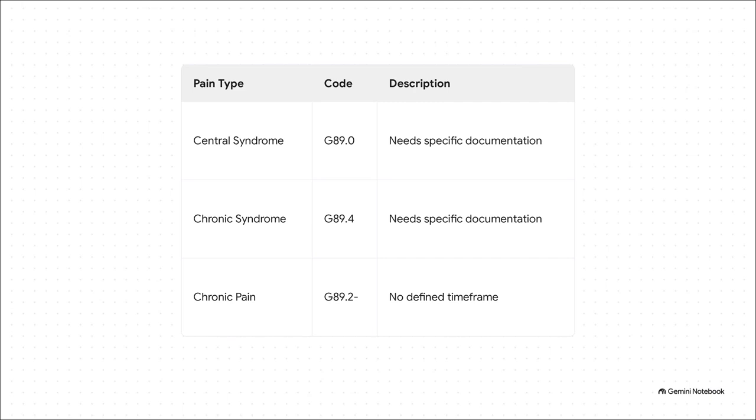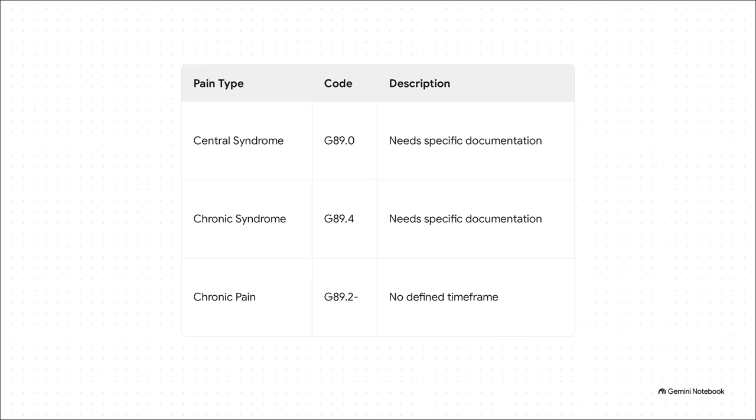Now, you've got to pay close attention to how we distinguish general chronic pain from actual documented pain syndromes. Subcategory G89.2 is for general chronic pain. And get this, there's actually no officially defined time frame in the guidelines for when pain magically becomes chronic. You have to rely entirely on the provider explicitly documenting the word chronic.